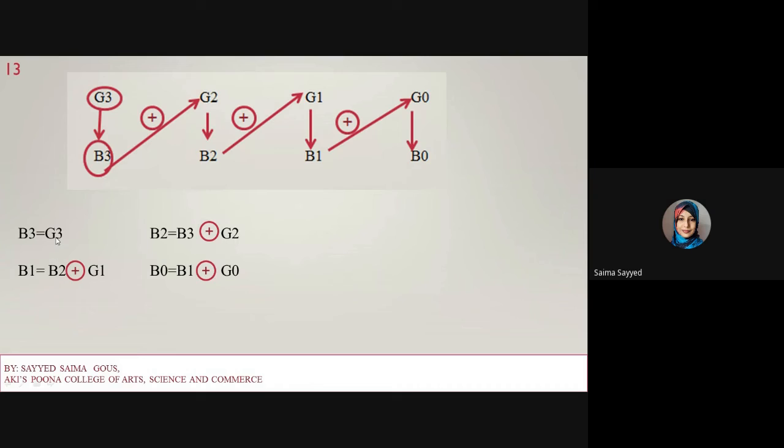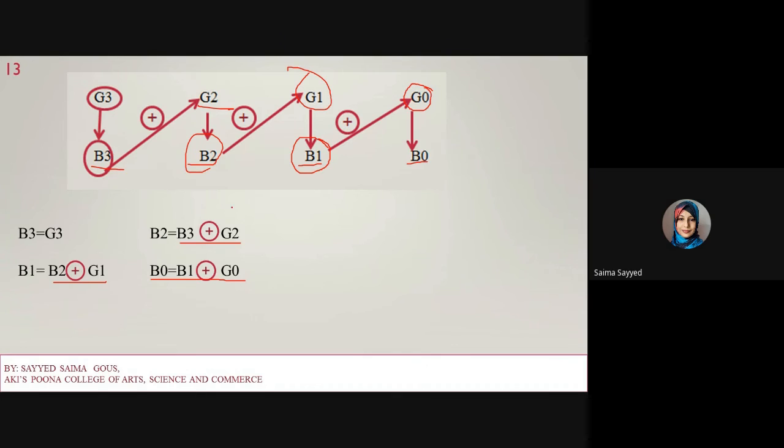B3 is equal to G3. Then B2, how to find out B2? B2 is nothing but B3 XOR with G2. B1 is B2 XOR with G1. And B0, how to find out B0? We have to perform the XOR operation between B1 and G0. So B0 will be B1 XOR with G0.